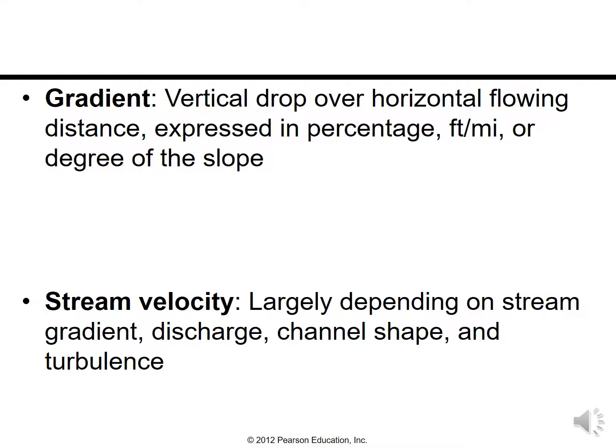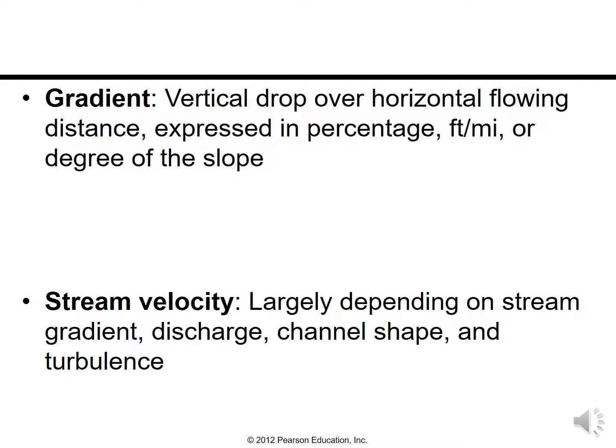Gradient. The vertical drop over horizontal flowing distance expressed in percentage, feet per mile or degree of the slope. I think it's pretty clear and easy to understand. The stream velocity also largely depends on stream gradient, discharge, channel shape, and turbulence. What is turbulence? Sometimes these currents can move in very diverse directions where you develop turbulence. The velocities are unpredictable, like very high velocities in every which direction. So this is where you're going to talk about higher velocities in your stream.